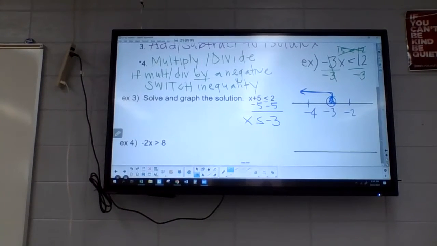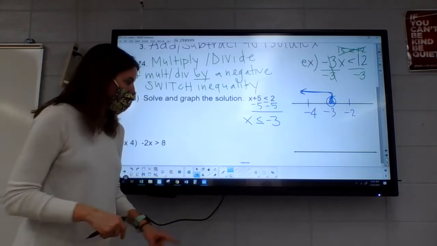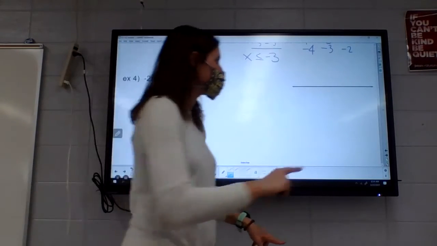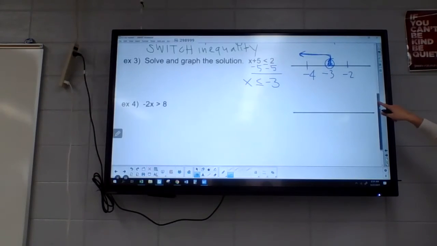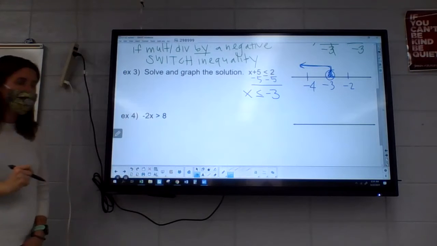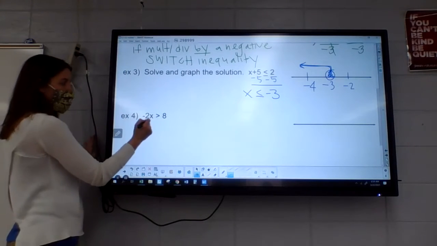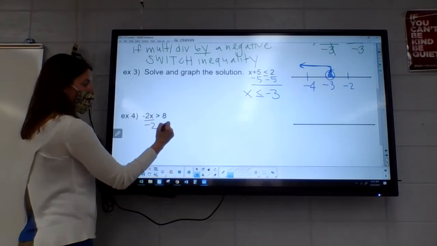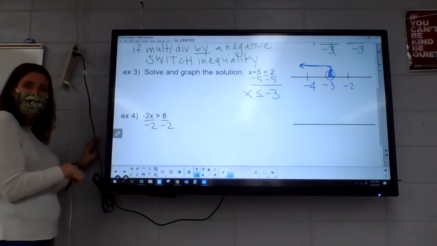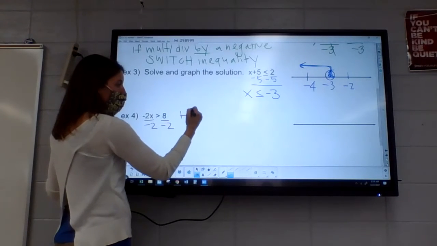Then, example 4, we want to get that x alone. Now careful, this is multiply and divide. So negative 2 is being multiplied to x. So just like in the problem we did up above, we're going to divide by negative 2. And since we're dividing by a negative, we have to flip the inequality, switch the inequality.